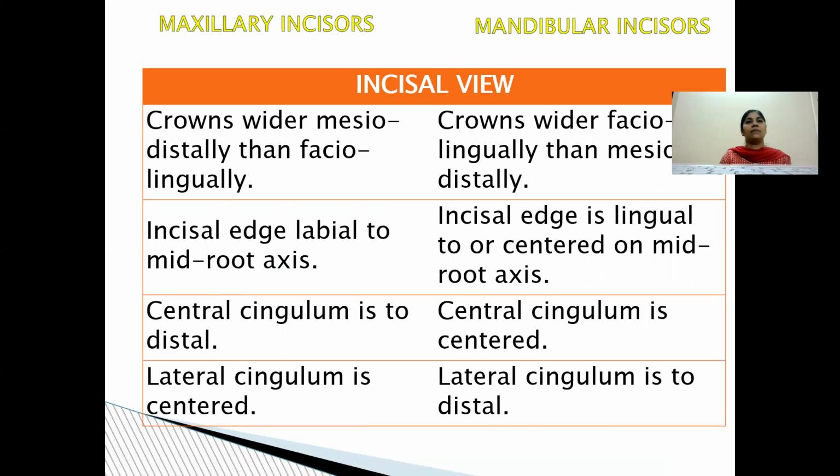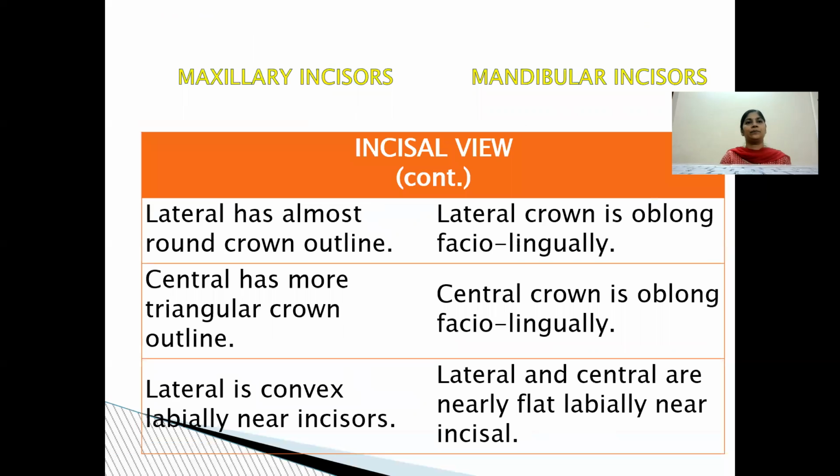In the incisal aspect, you can see the crowns are wider mesiodistally than faciolingually. The incisal edge is labial to the mid-root axis. The central cingulum is centered, and in the lateral incisor it is distal. In the mandibular permanent incisor, crowns are wider faciolingually than mesiodistally. The incisal edge is lingual to or centered on the mid-root axis. The central cingulum is centered. In the lateral incisor, the cingulum is distally placed, but in the central incisor, the cingulum is centrally placed.